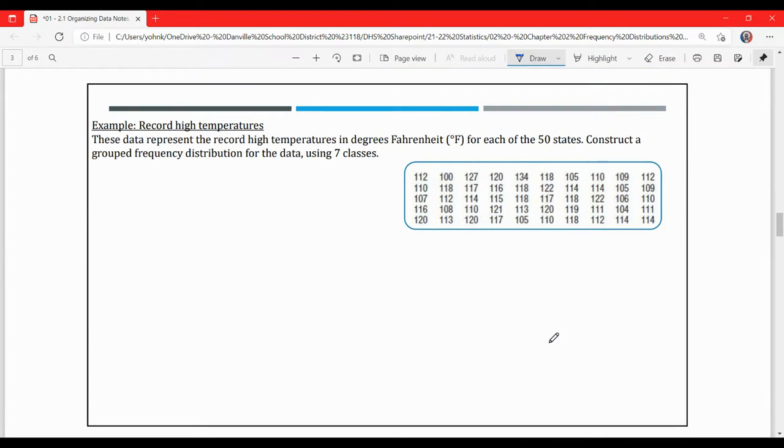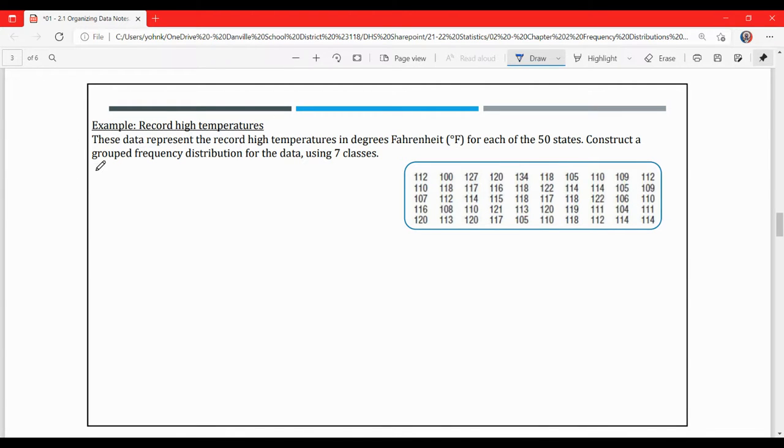Okay, so here's our first example. These data represent the record high temperatures in degrees Fahrenheit for each of the 50 states. Construct a grouped frequency distribution for the data using 7 classes. Okay, so here are the data for the high temperatures in each of the 50 states. We need to construct a distribution.